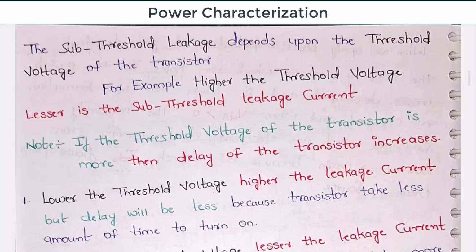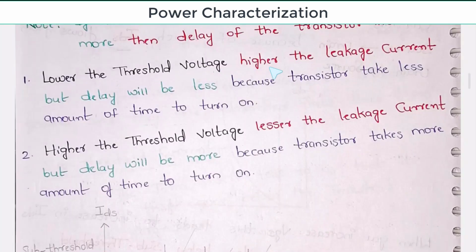Now let us see some more points in detail about subthreshold leakage. The subthreshold leakage depends upon the threshold voltage of the transistor. For example, the higher the threshold voltage, the lesser the subthreshold leakage current. If threshold voltage is more, then obviously leakage current will be less. Note, if the threshold voltage of the transistor is more, then the delay of the transistor increases. Why? Because it takes more time for switching.